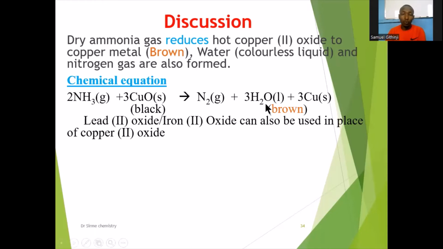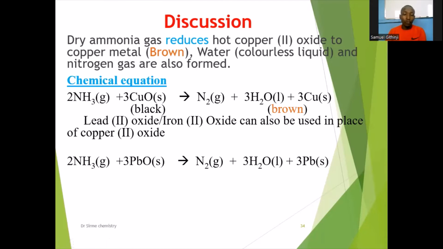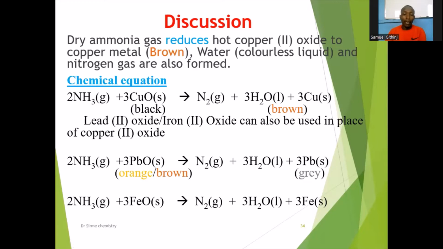If you ask what is the use of the ice cold water, it is just to condense the steam to form this water. Other oxides that can be reduced by ammonia, lead 2 oxide, iron 2 oxide, can be used instead of copper. And of course you can see the equations that are taking place there. If it is lead 2 oxide, it will change from orange when cold, brown when hot, to gray. That is lead metal being formed. Iron 2 oxide will change from green to gray. The equations, they are there.